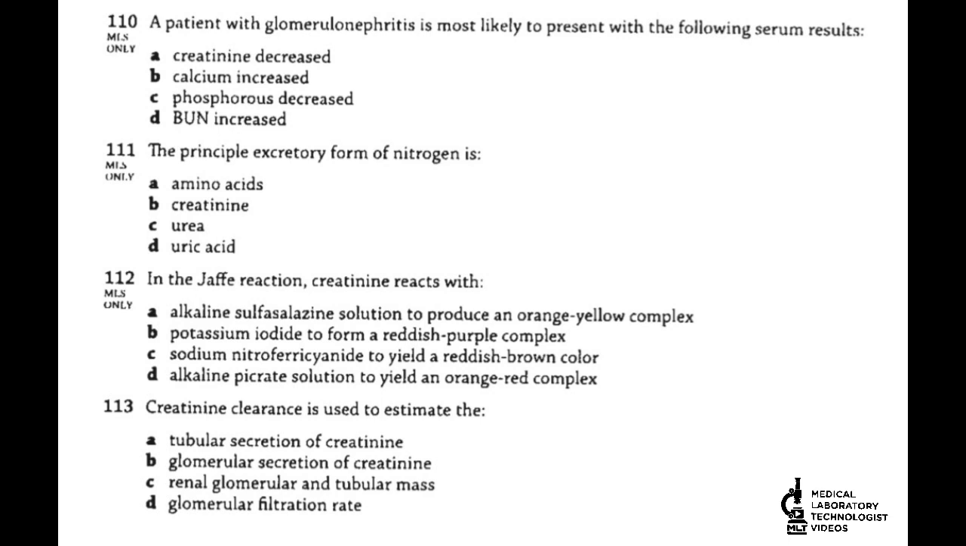Next question is question number 111. The principal excretory form of nitrogen is: options are amino acids, creatinine, urea, and uric acid. And the answer is option C. The metabolic product of protein catabolism, or excretory form of nitrogen, is urea.